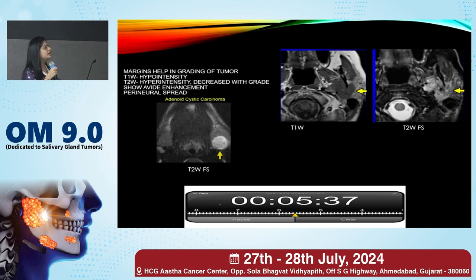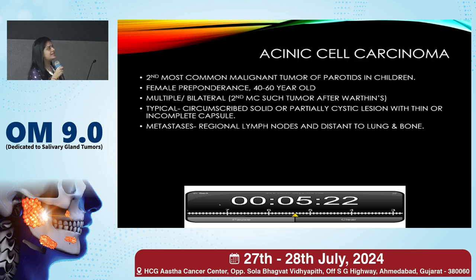On imaging, if the histology is low grade, it will have well-defined margins. However, if it has irregular margins, it is more in favor of a high-grade tumor. And these have high propensity for perineural spread. Acinic cell carcinoma is the second most common malignant tumor of parotids in children. These can be multiple and bilateral.